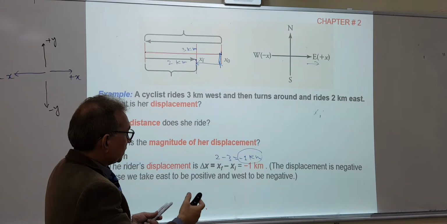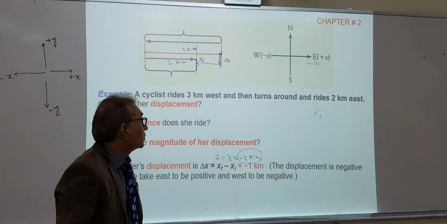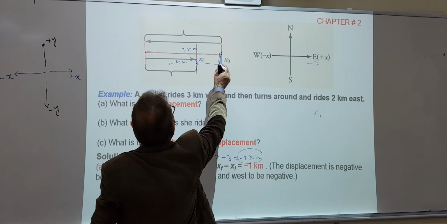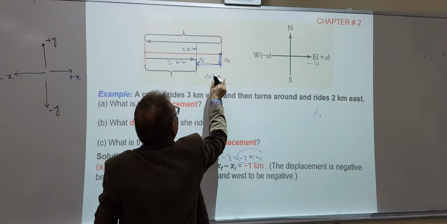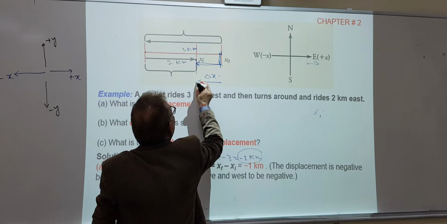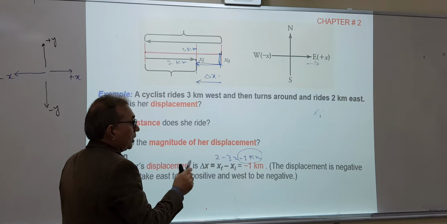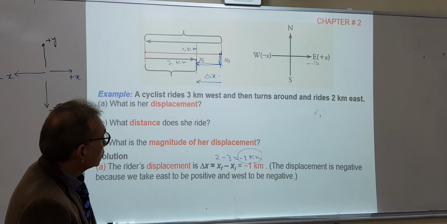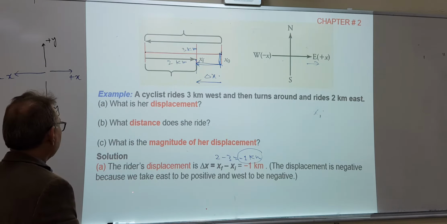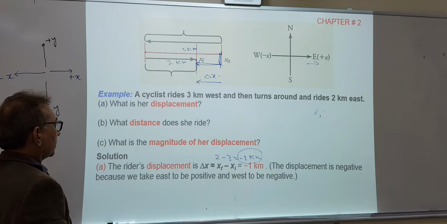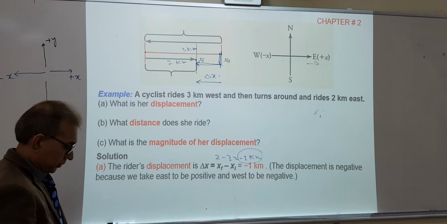1 kilometer is the magnitude, the value of this displacement, and the negative sign shows that it is towards this side, because I told you that displacement is always from the initial to the final position, and we write it final position minus initial. Keep in mind, this is the basic rule, so you have to keep in mind. Okay, as you see here, the displacement is negative because we take east to be positive. This is east positive, and west we take negative x-axis.